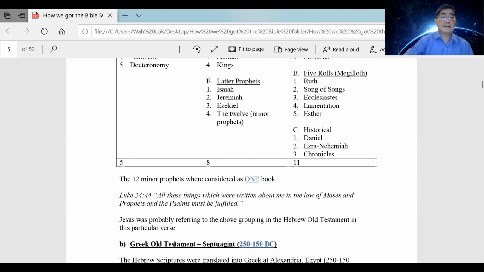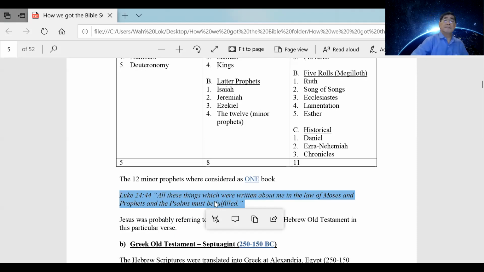The next thing is Luke chapter 24, verse 44: all these things were written about me in the law of Moses, the prophets, and the Psalms, that they may be fulfilled. Look at this verse. Remember, when they were writing the Gospel, the New Testament didn't exist yet. So when they talk about scriptures, it's all referring to the Old Testament.